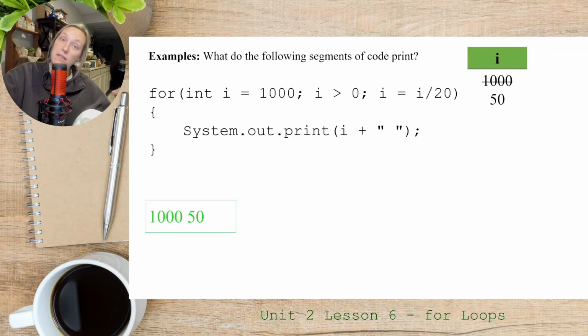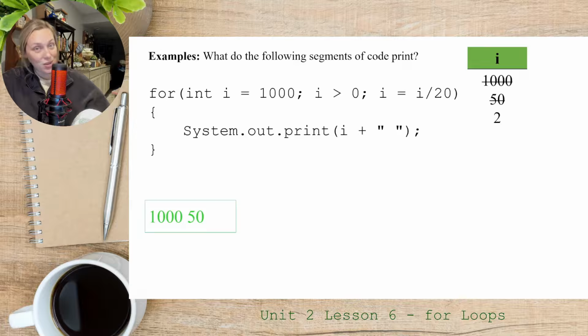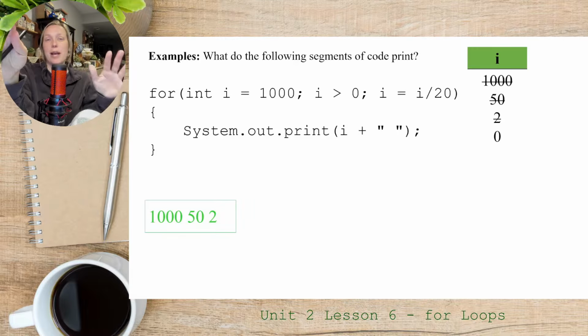Then I take 50 divided by 20, that's 2, right? Because 20 goes into 50 twice evenly. 2 is greater than 0, so we're going to print off 2. And then I take 2 divided by 20. What's 2 divided by 20? Well, again, it's integer division, so you get 0, because 20 does not go into 2 at all. Is 0 greater than 0? No. Your loop ends.